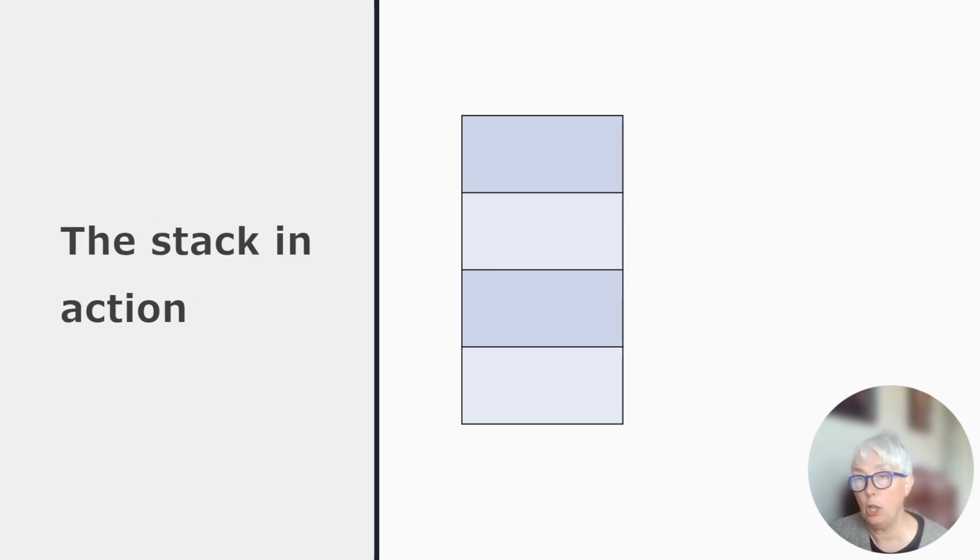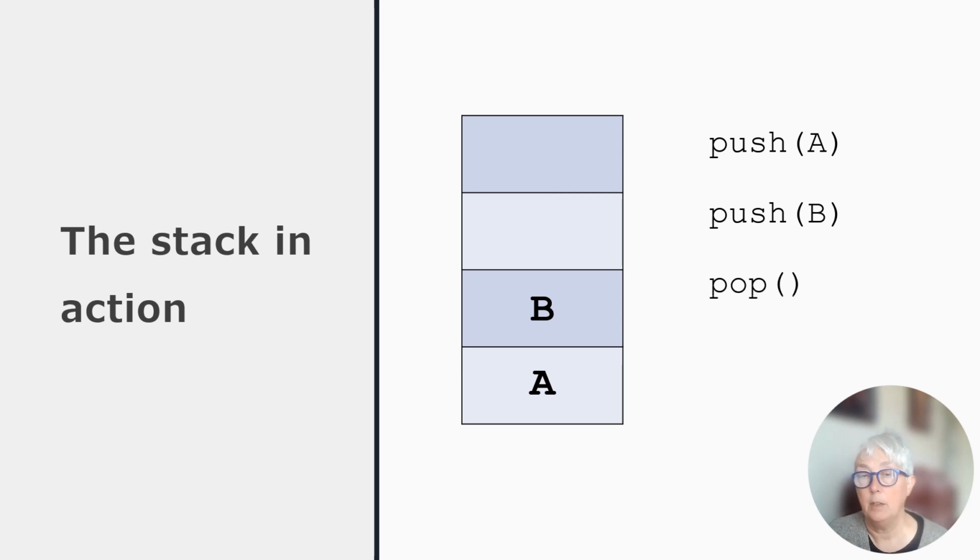So let's put all those together so that you can see how the stack is changing as we run a program. Push A, push B, pop, that returns B, and push X. So using the stack, we can add and take away values as often as we like.